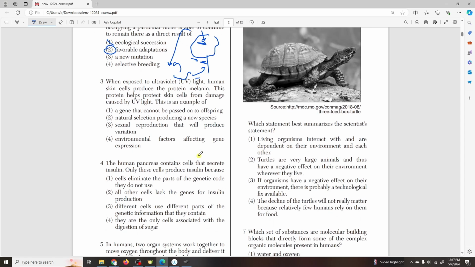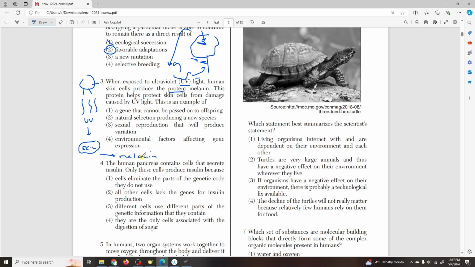So number 3 says that when exposed to ultraviolet UV light, the human skin cell produces the protein melanin. This protein helps protect skin cells from damage caused by UV light. This is an example of what? Well, what is this question saying? It says that when exposed to UV light, humans' skin produces proteins, right? So what does that mean? That means that in response to an environmental factor, for example, sunlight emits UV radiation, right? This UV radiation is then absorbed by our skin, and all of a sudden we start producing melanin.